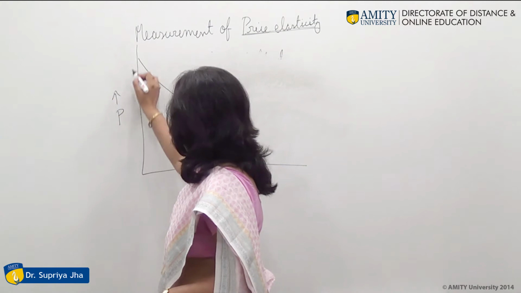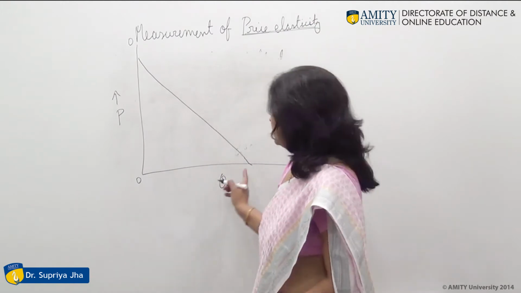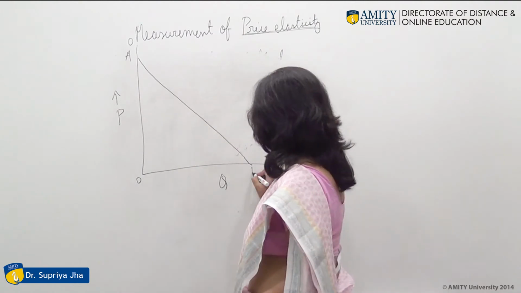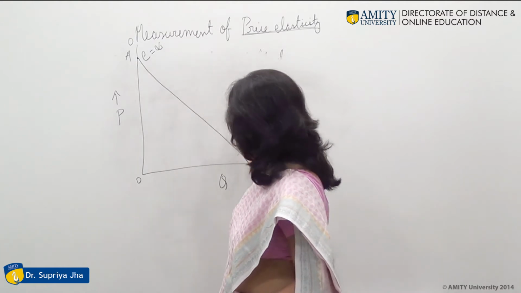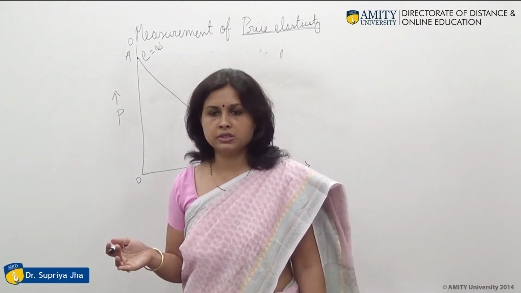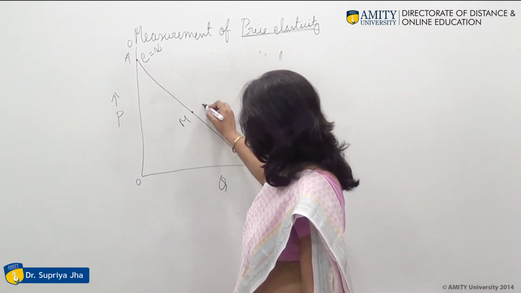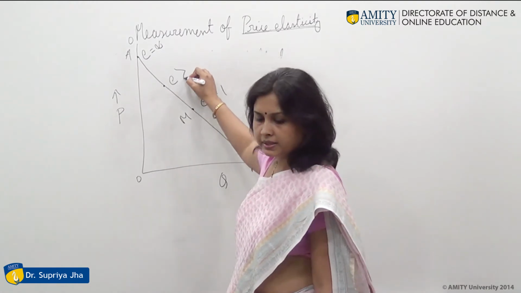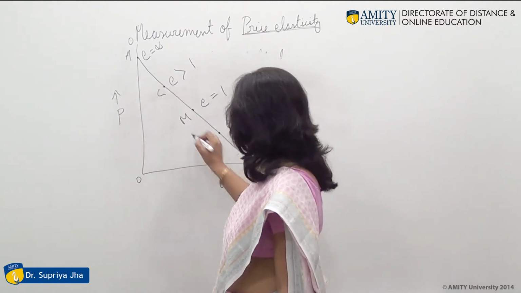Price on y-axis, and on the x-axis we are taking quantity. This is the demand curve AB. At this point E would be infinite, and at this point E would be 0. E means we are talking about elasticity of demand, price elasticity of demand. At midpoint, suppose this is M, E is equal to 1. At this point E is greater than 1, and at this point E is less than 1. This is C and D.